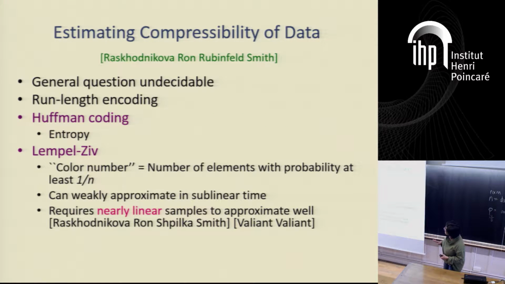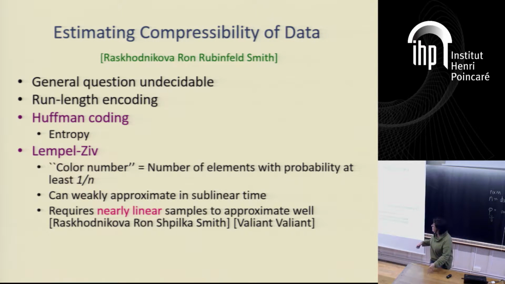Compressibility of data. How to estimate the compressibility of data? In general, this is an undecidable question, but if you talk about according to a certain compression scheme, then it becomes a decidable question. So you can't estimate the Kolmogorov complexity of a string, but you could hope to say how much this string can be compressed by Huffman coding, or by Lempel-Ziv, or run length encoding.